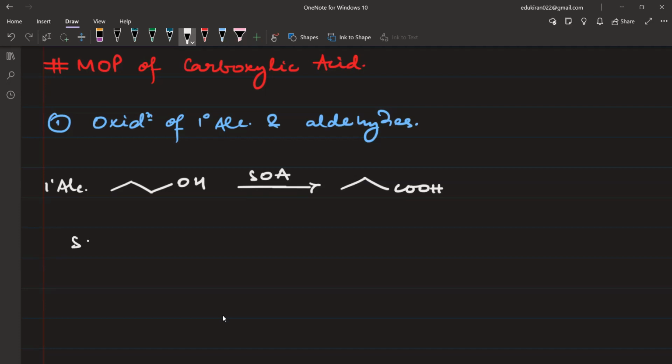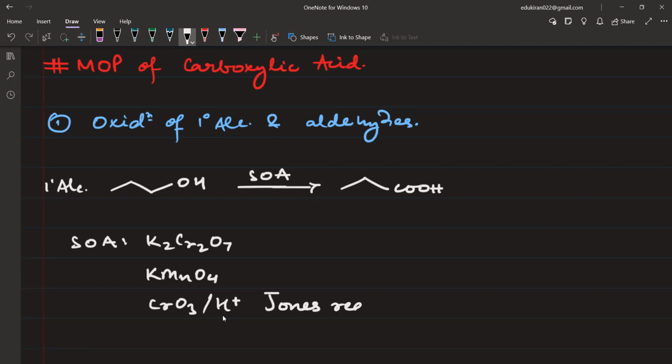So what are the strong oxidizing agents that we can use? We can use K2Cr2O7. We can also use KMnO4. And we can use one important reagent, that is CrO3 in H+. This is known as Jones reagent. Instead of K2Cr2O7, you can also use Na2Cr2O7. So all of these are strong oxidizing agents. Right, next.